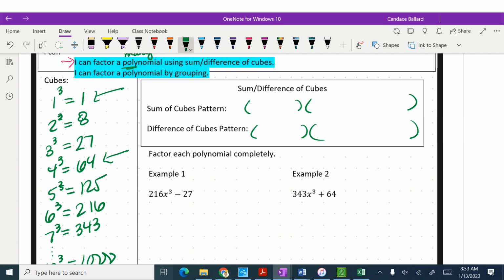What operation is sum? Addition. So if I have a plus sign in there to begin with, I'm going to start with this pattern. So my factoring is plus if I start with a plus sign. Difference means minus, right? So my binomial will be a minus if I start with a minus sign.